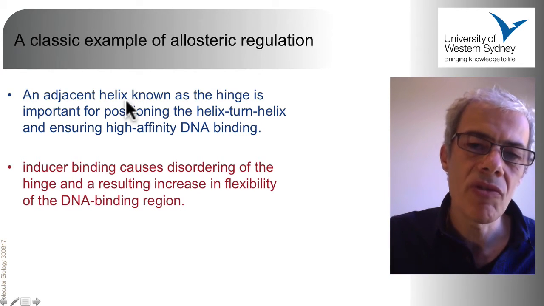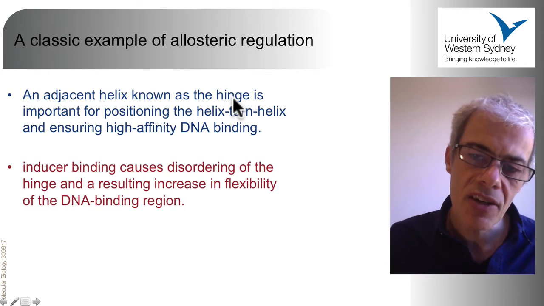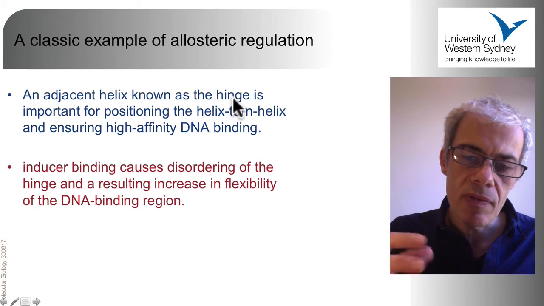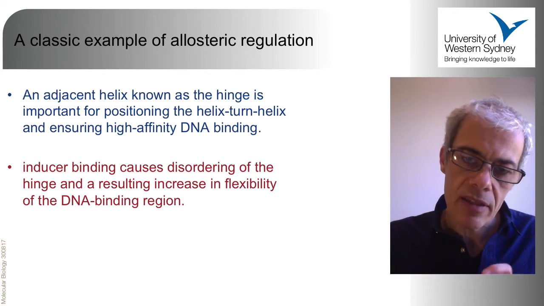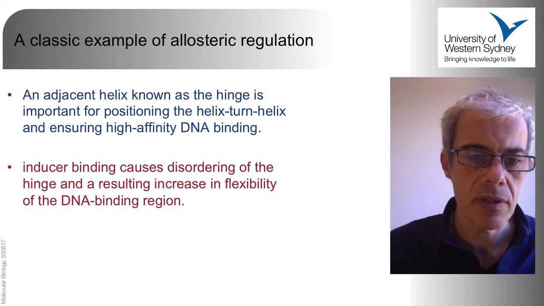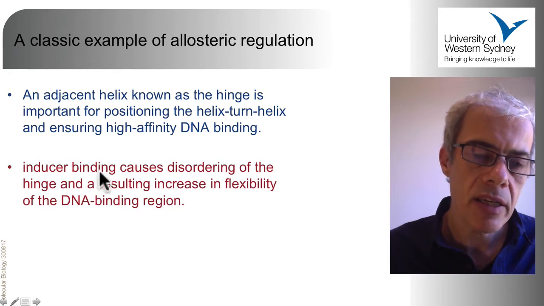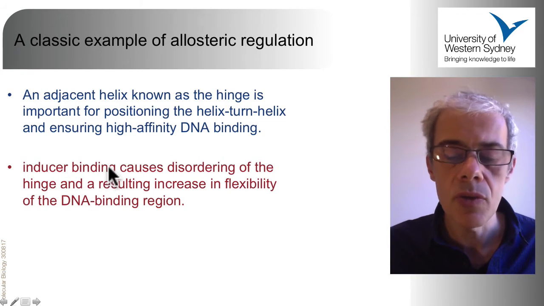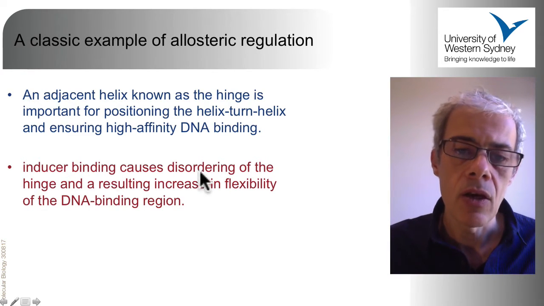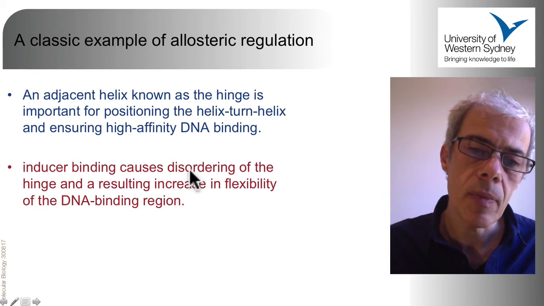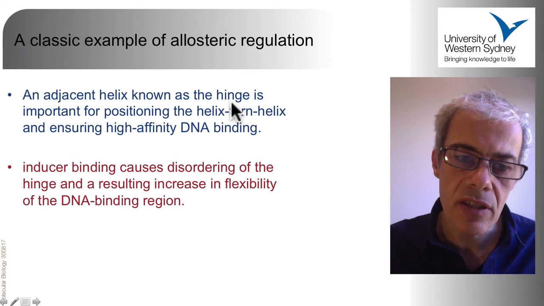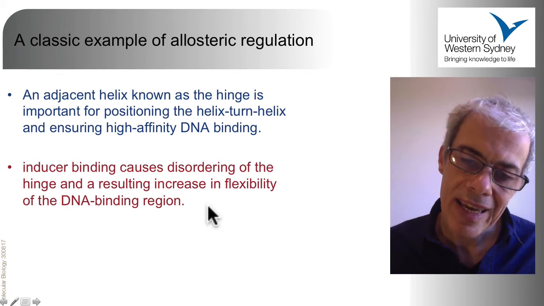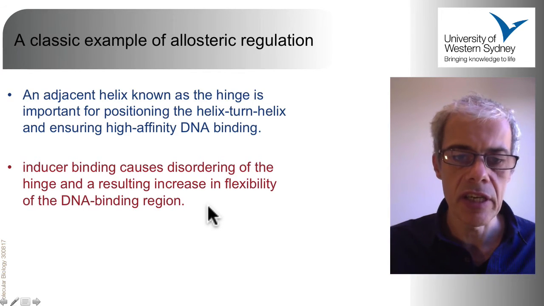So in the case of the Lac repressor, adjacent to the helix turn helix region is another helix, which is referred to as the hinge. So it's a partial loose bit of loop which can form a helix. I'll show you a picture of this. Inducer binding, so the IPTG or allolactose binding to the Lac repressor, causes the disordered hinge region to form a helix which binds very strongly to DNA.